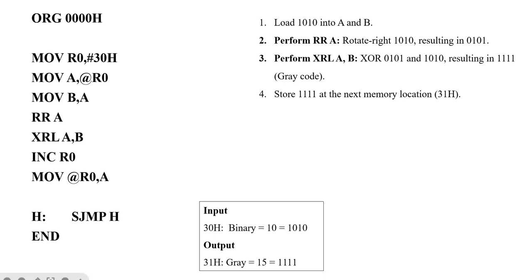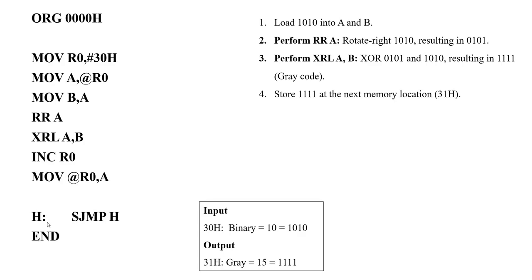Here the gray code value will be stored in the accumulator. It is now returned to the memory location 31h. For now we have the gray code converted value in the accumulator that has to be stored at 31h. So by using this instruction MOV @R0, A, that will be stored into that location, that is 31h location. Then we have to end the program.